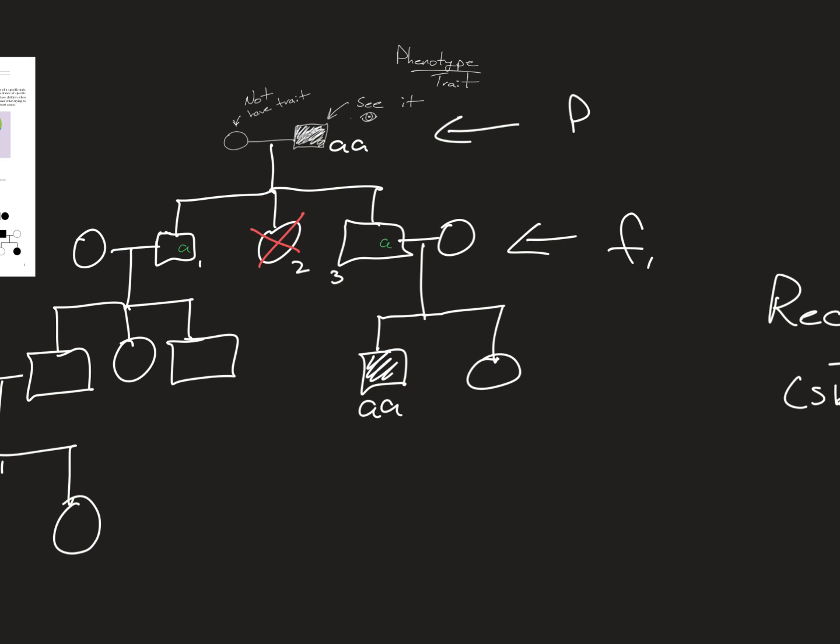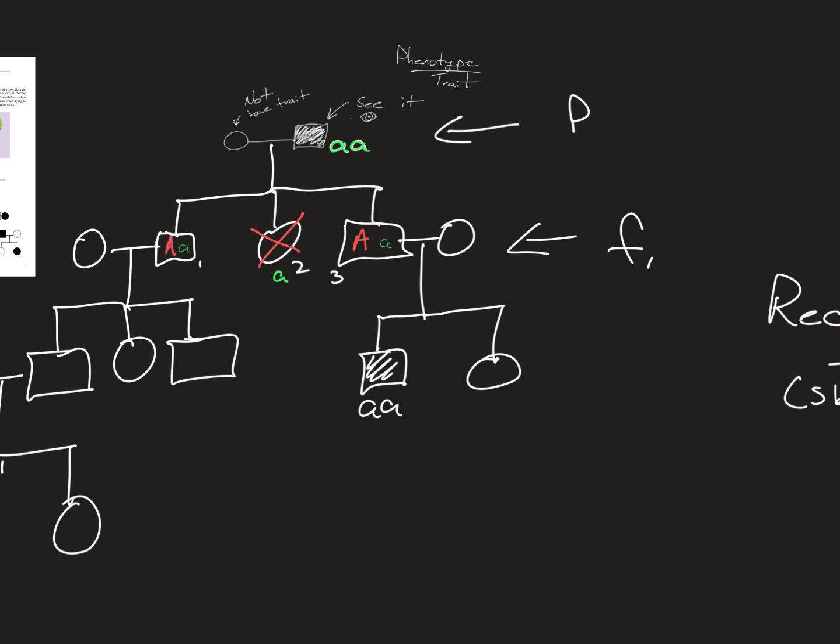So this individual is little a, little a. We know that. He can only give little a. So all his children had at least one little a. We all agree with that? None of them showed the trait. So what must the other parent have given them? Must have given them a big A.